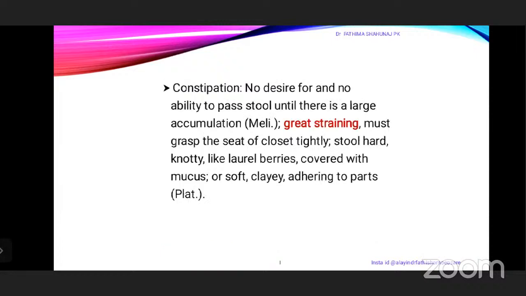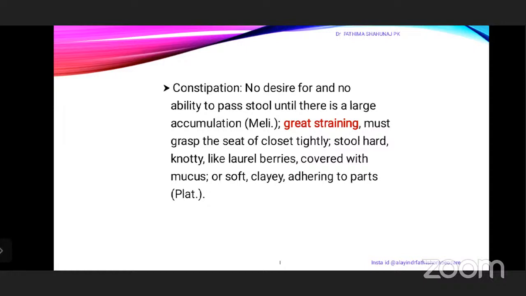Then constipation, no desire for and no ability to pass stool until there is a large accumulation. And this is Melilotus. This symptom is combined with constipation, difficult, painful, constriction in anus and throbbing, fullness and no desire until there is a large accumulation. So in Melilotus also the patient will have constipation which is difficult in nature and very painful, and contraction in the anus with throbbing and fullness, and there is no desire until there is a large accumulation. This is the comparative symptom with Melilotus.